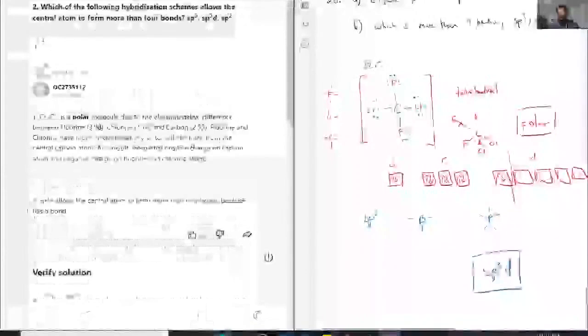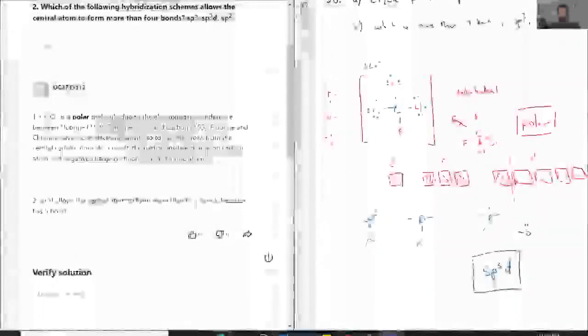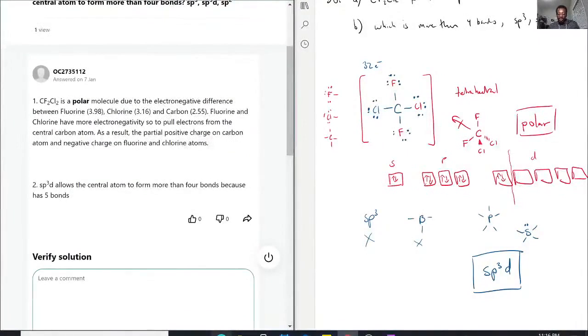So with that, let's see what it says. It's like sp3d allows it to form more than 4 bonds because it typically has 5 bonds. Something else you could also do is like with sulfur. This is also technically sp3d, okay? Now, with all that being said, as we reviewed, CF2Cl2 is the polar molecule according to my colleague as well. So with that, we are good to go. So we fully answered this question. Okay, so this is correct.